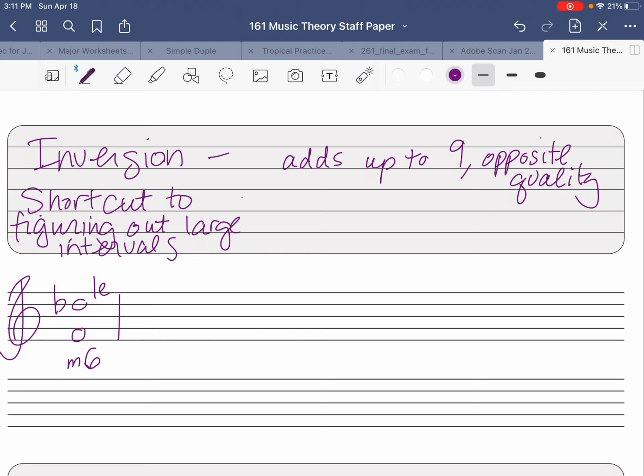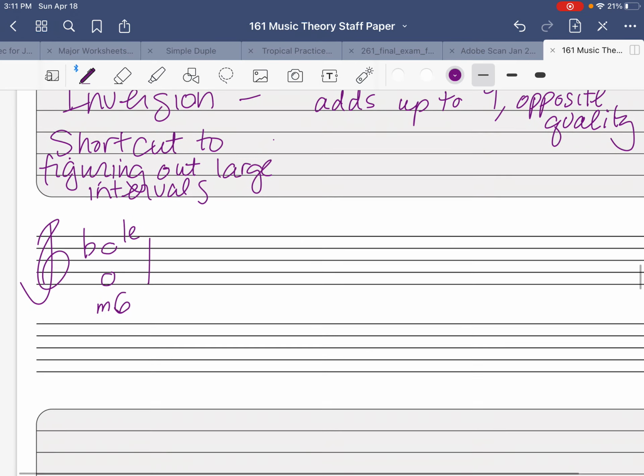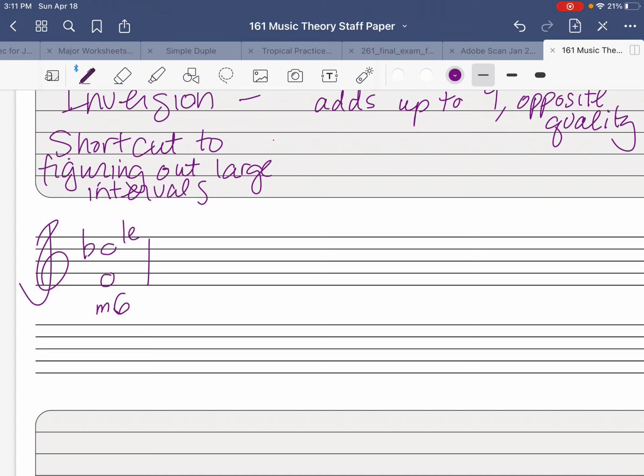Now, that's a lot of information that I know there. You have to know the minor scale. You have to know what scale degree to go to figure that interval out. But that's how you figure it out. A minor 6 is always do to lay, do to lay. So you just think of the bottom as the tonic, and then you go up to lay.